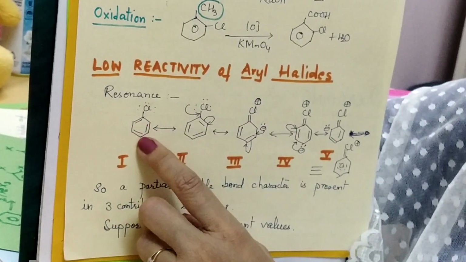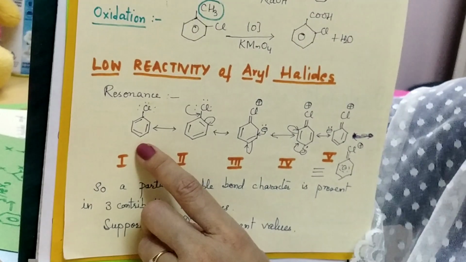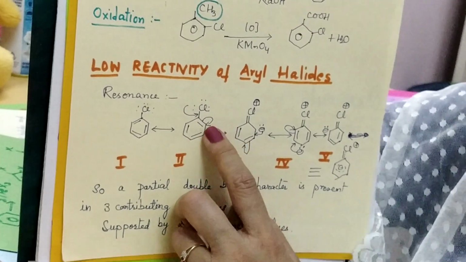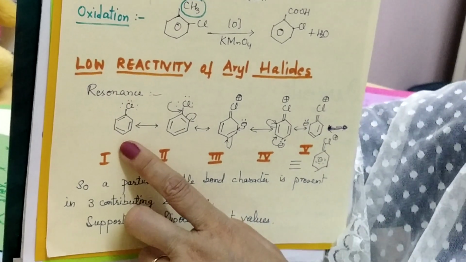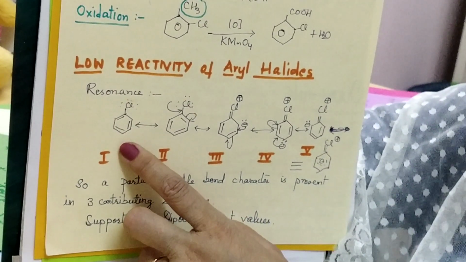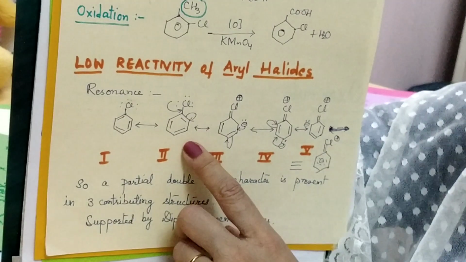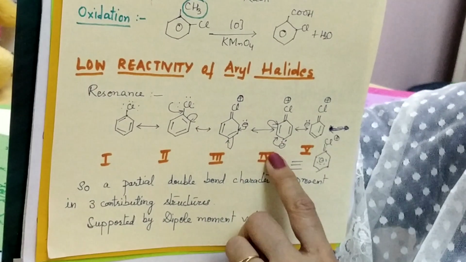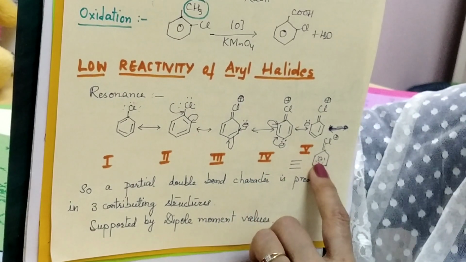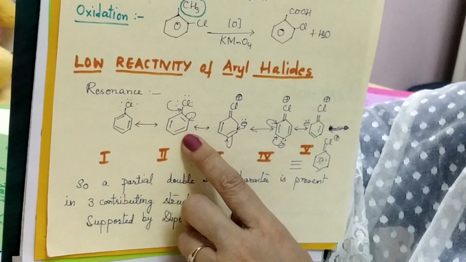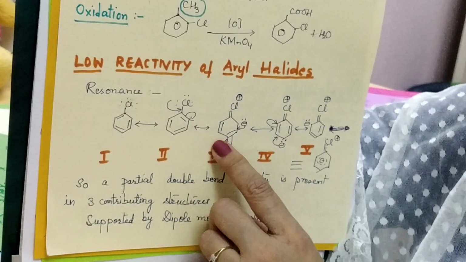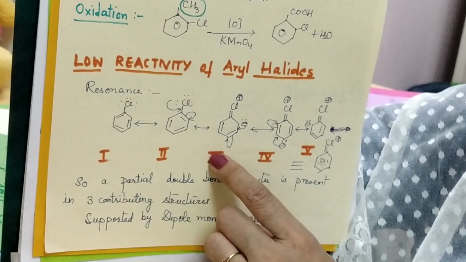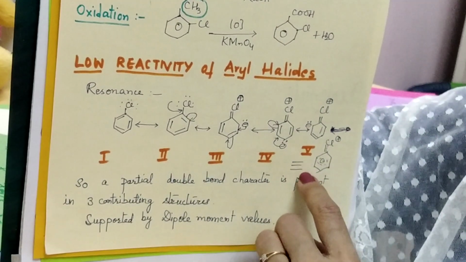Now we focus ourselves on the low reactivity of aryl halides. Why are aryl halides less reactive, especially when we compare them to alkyl halides, which are quite reactive? In the case of aryl halides, taking the example of chlorobenzene, these are the 5 resonating structures which can be written for chlorobenzene, and you can see that in these structures there is a partial double bond character between C and Cl. Now this kind of resonance, mind you, is absent in the case of alkyl halides.